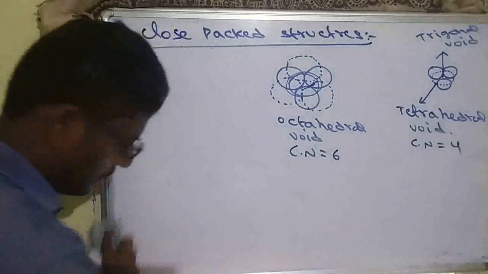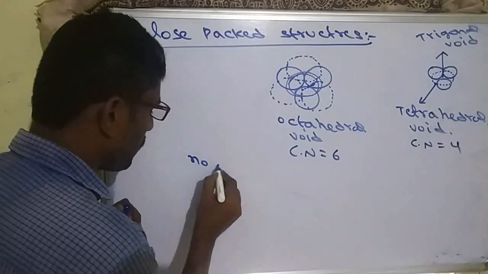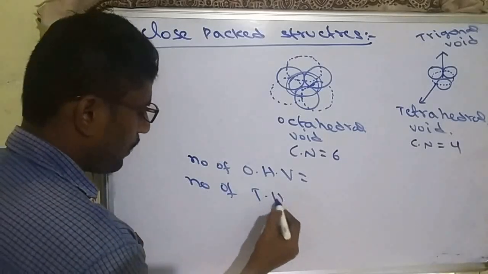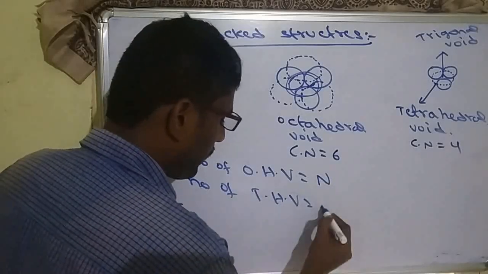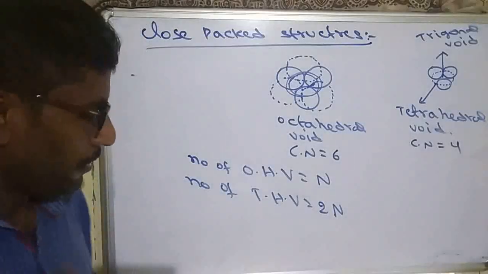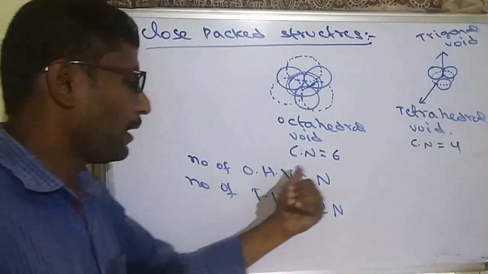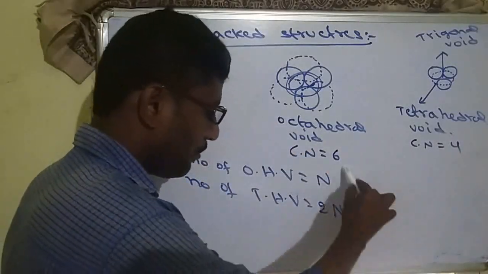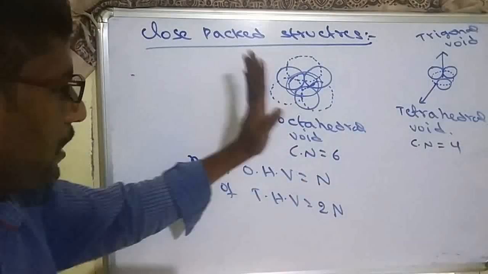Also, sometimes they will ask the coordination number, and sometimes they will ask the number of octahedral voids, also the number of tetrahedral voids. So the octahedral formula will be N, the tetrahedral formula will be 2N. Here, N is the number of atoms. In any solid, whatever number of atoms are there, the same number of octahedral voids will be there, and double the number of tetrahedral voids will be there. So just use these numbers. Octahedral voids are N, tetrahedral voids are 2N. So these formulas are important.